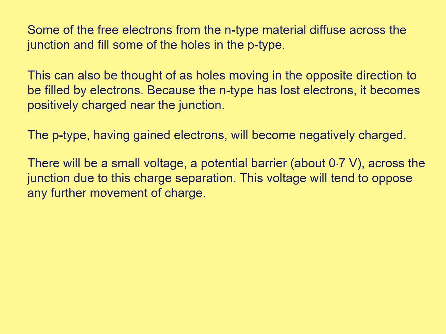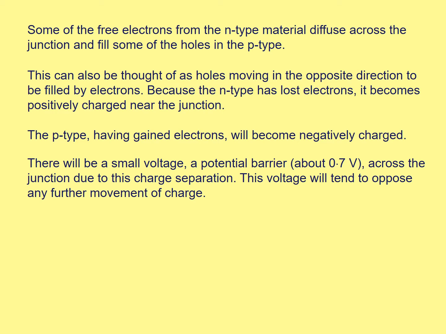We call this a potential barrier or a depletion layer. That potential barrier, which is around about 0.7 volts, is due to the separation of the charges. That is, separation of holes from the p-type and electrons from the n-type.